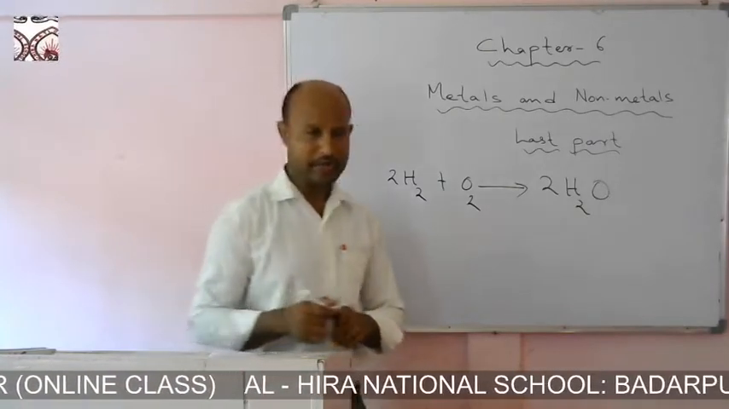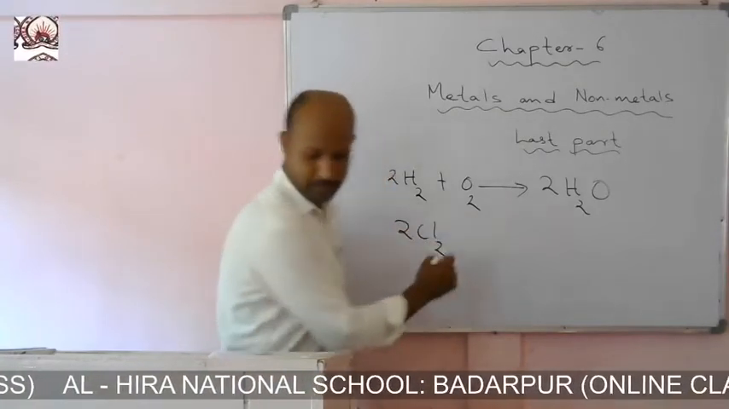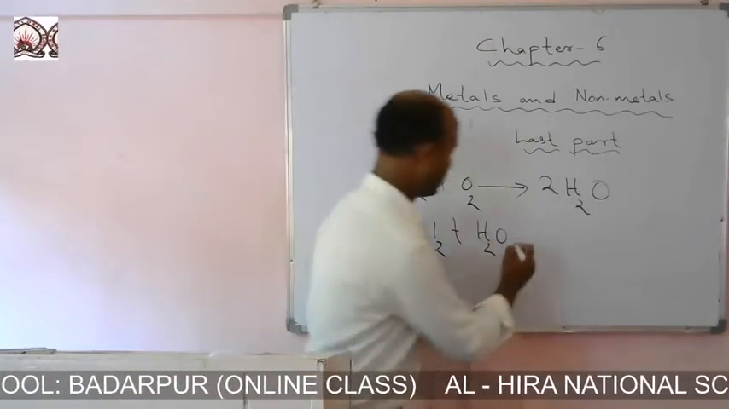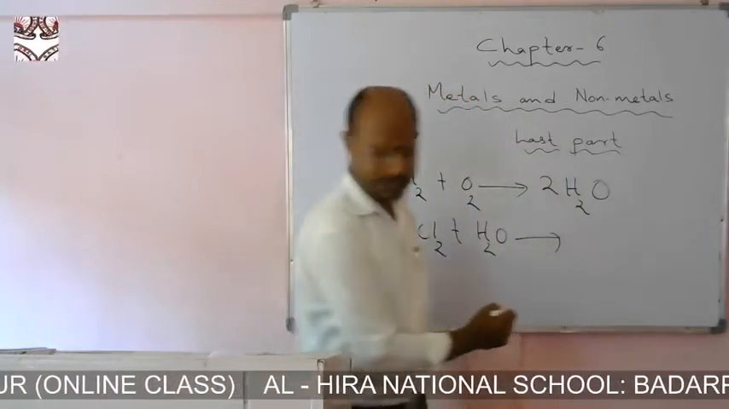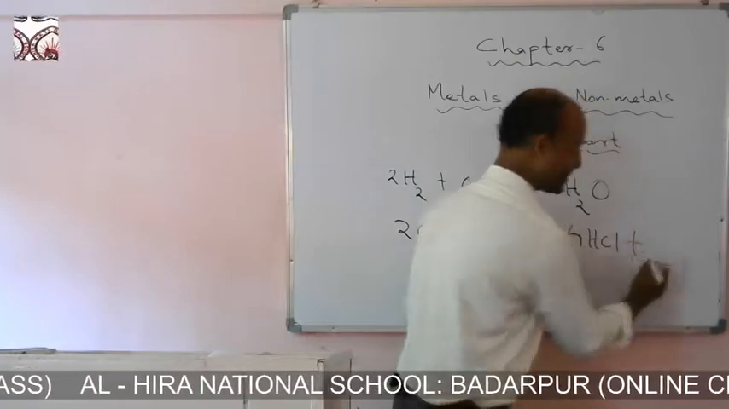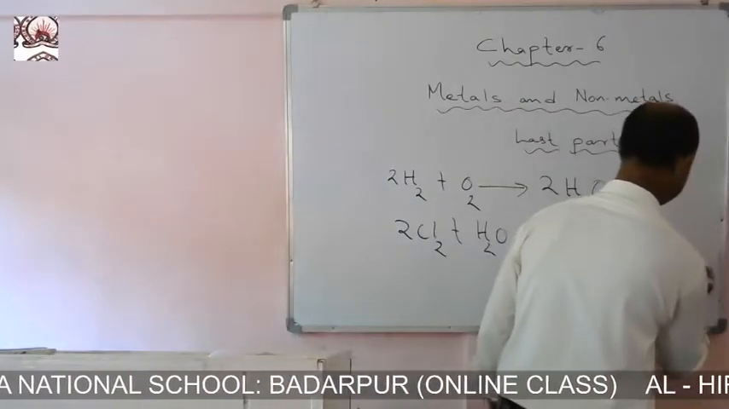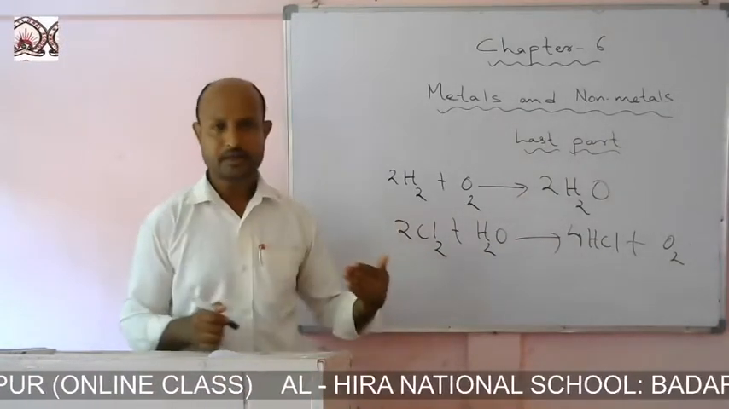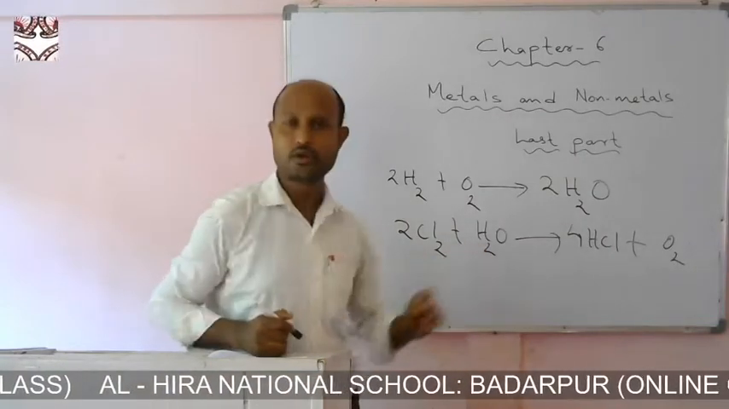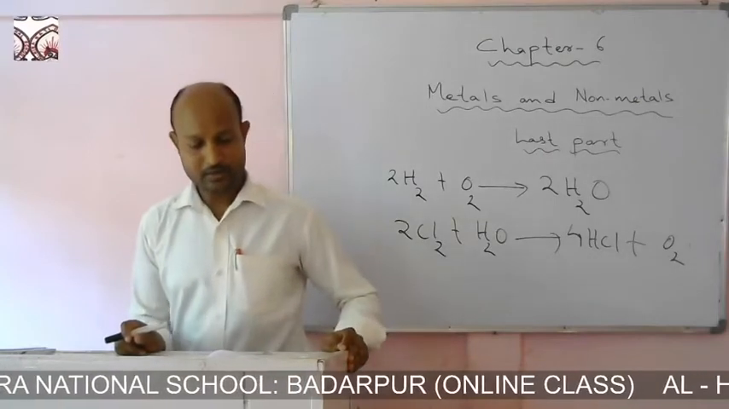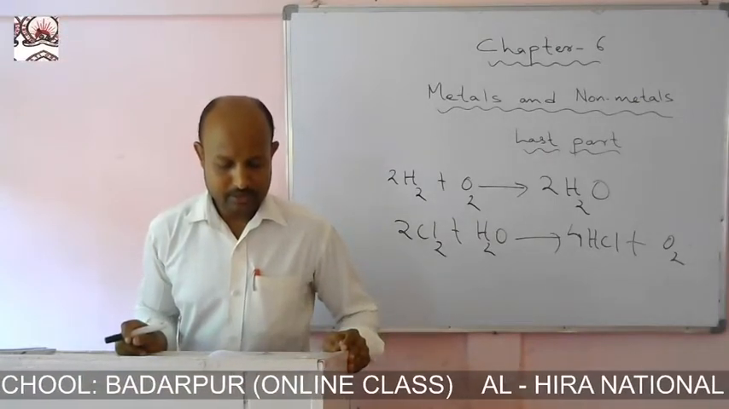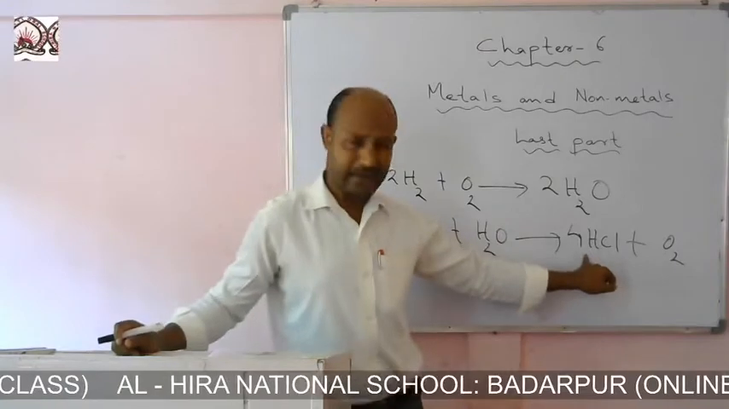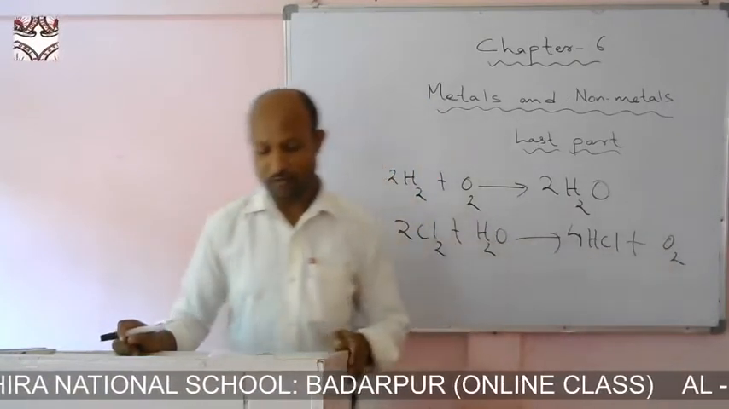So we can talk about chlorine. Two molecules of chlorine, when combined with water under sunlight, form hydrochloric acid, four molecules of hydrochloric acid, and oxygen is liberated. So in this way the reaction takes place when non-metals like chlorine react with water. Chlorine is a non-metal, and when it reacts with water, it forms an acid, that is hydrochloric acid, with the liberation of oxygen.